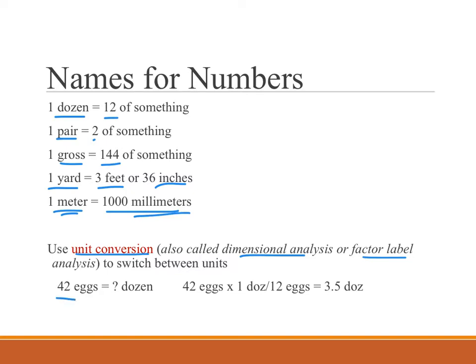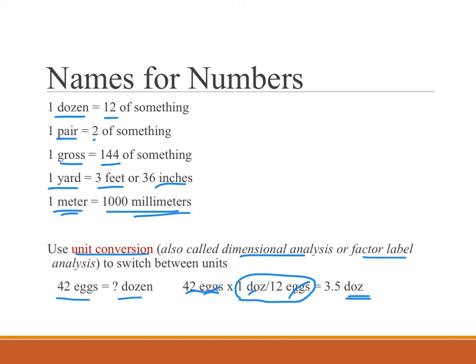You say, oh, I have 42 eggs. Well, how many dozen is that? Well, with my 42 eggs, I'm going to multiply it by what I know the relationship is between dozens and eggs, and that is that 1 dozen is the same as 12 eggs. So I'm going to make a fraction where dozen is on the top and eggs is on the bottom. That's so you can cancel out the eggs. You can get rid of that unit, leaving the answer in dozens, and when you do the math, you get 3.5, and then dozens is the unit that is left.